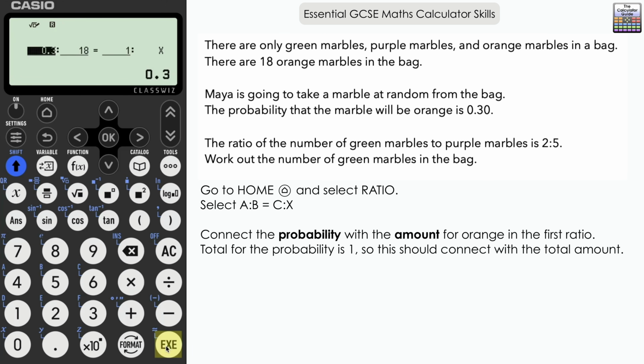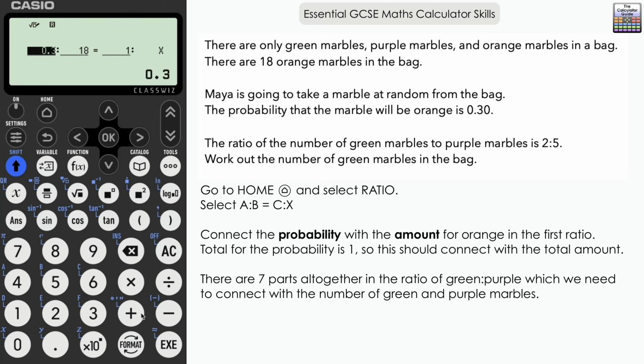So let's return to the ratio screen. What we want to think about here now is the last bit of information. The ratio of the number of green marbles to purple marbles is 2 to 5. How many parts are there in that ratio? There are 7 parts altogether, so I'm going to input 7 here. And what's that associated with in terms of amount? Well, that is the green and the purple. We know there was 60 in total, but we also knew that 18 of them were orange. So I'm going to subtract that from the total and execute. 42, so there must be 42 green and purple marbles.